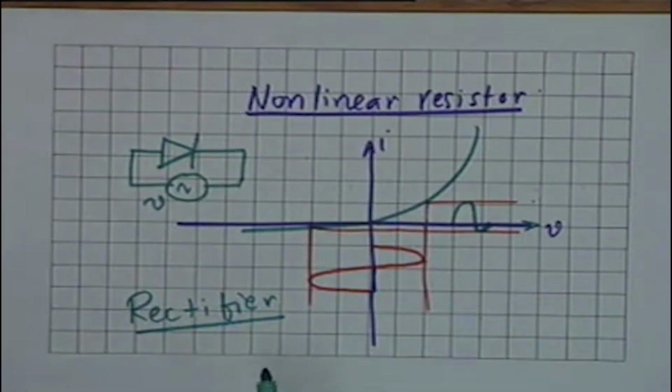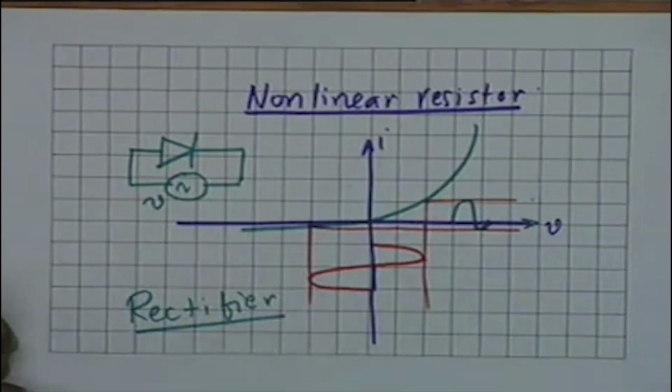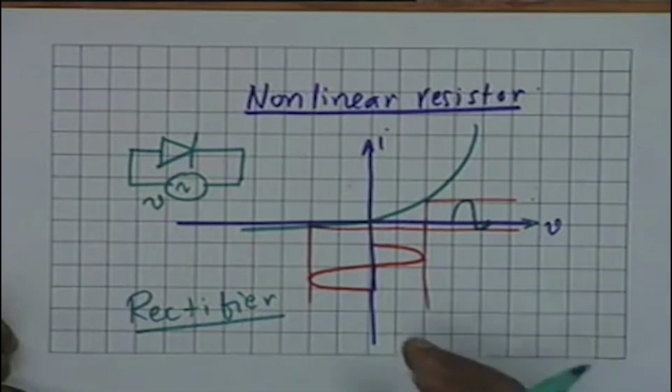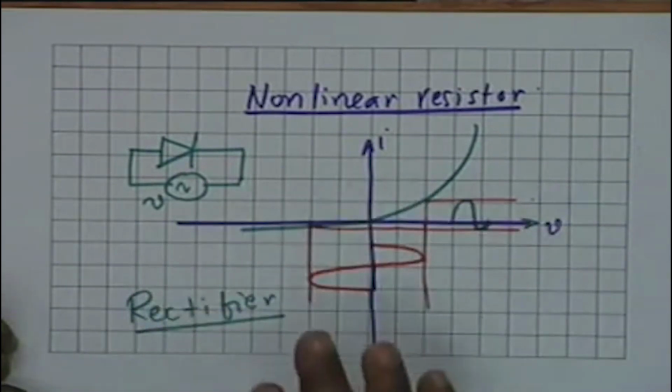Similarly, you can have other examples of nonlinear resistors, and for a nonlinear resistor, the network analysis problem can be solved graphically. We shall see other examples. We shall take a fairly complicated example a little later of a circuit containing nonlinear resistors. But let us look at an analytical method. This is a graphical method. Is this graphical method understood?